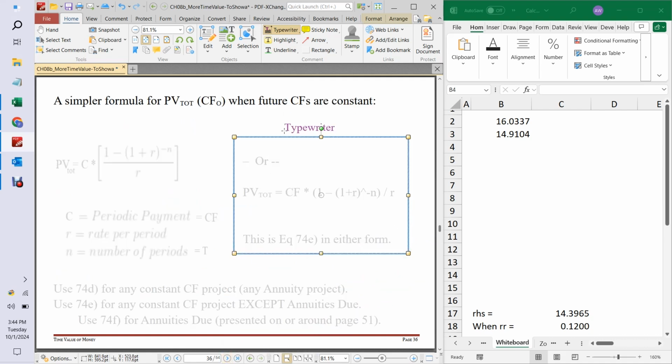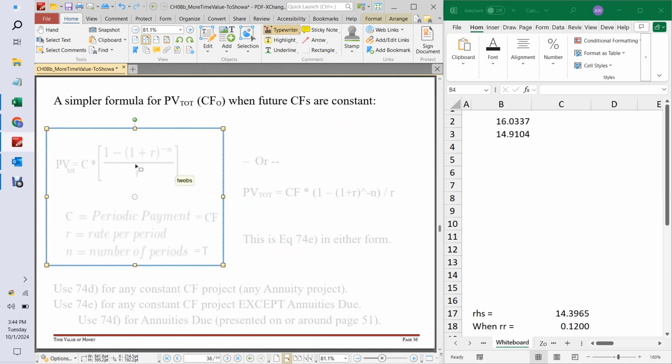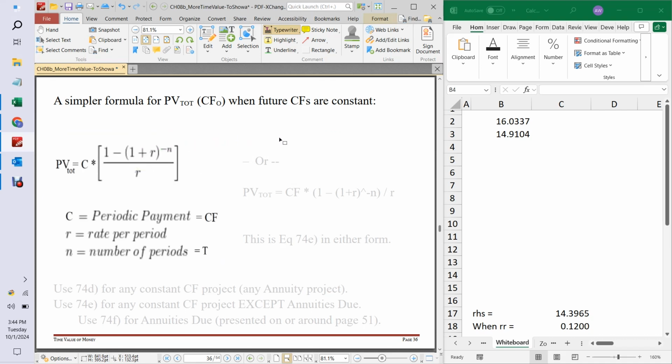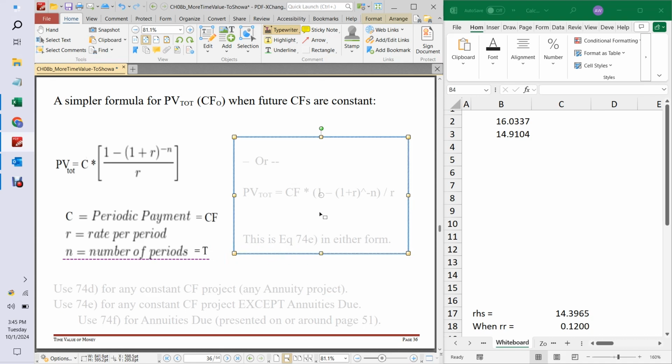Also, we can find a closed form, that means a finite term, algebraic equation to help us solve for this. So here's the way you'll see it in textbooks. PV tot is equal to C. C is that constant cash flow that we're very often going to call CF, times this big whole mess that has our interest rate R in it, and N, which in most textbooks means number of periods. It's also the same thing that we'll call T, right? We have 12 years, 12 periods, that type of thing.